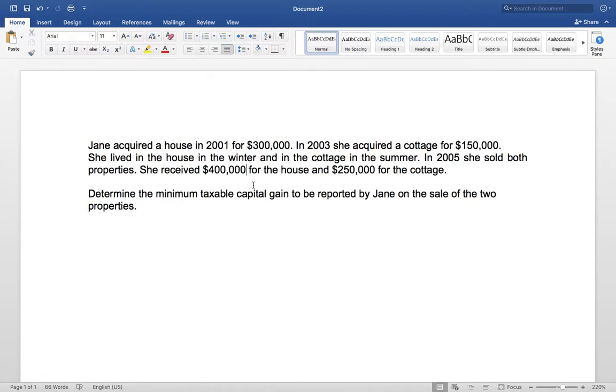Now, in order to claim the principal residence exemption, you have to be living in one of the properties during the year. You cannot not live in the cottage for the whole year and claim the capital gain deduction. That would be your property income. For the house, you have to live in the house during the year. For the cottage, you have to live in the cottage during the year.